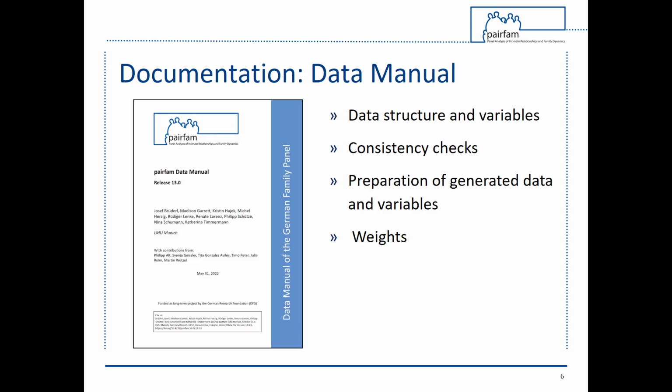What is the data manual? The data manual contains information about the data structure, data sets and variables, data preparation and consistency checks, generated data and variables, and a detailed documentation of the weighting variables. We highly recommend skimming through the data manual. The nuts and bolts section is relevant to any analysis, and the index will tell you which other sections might be of interest, in particular the generated variables.